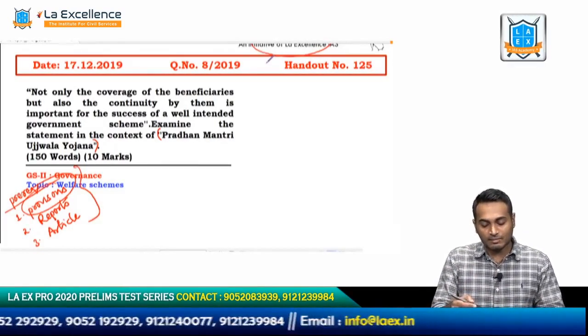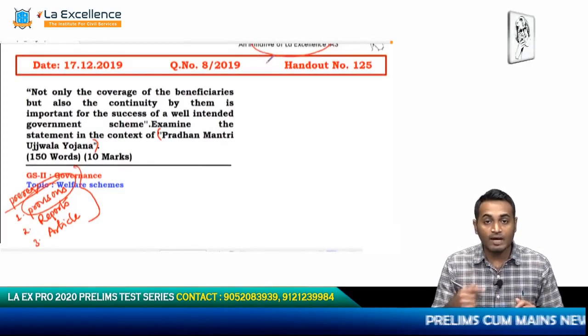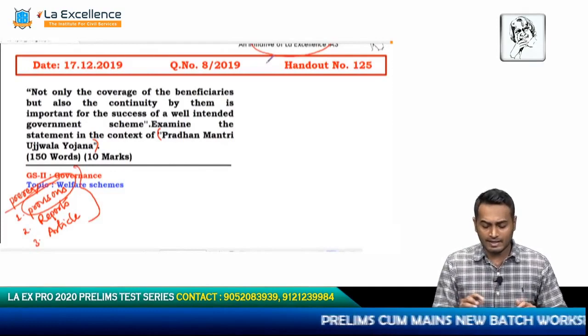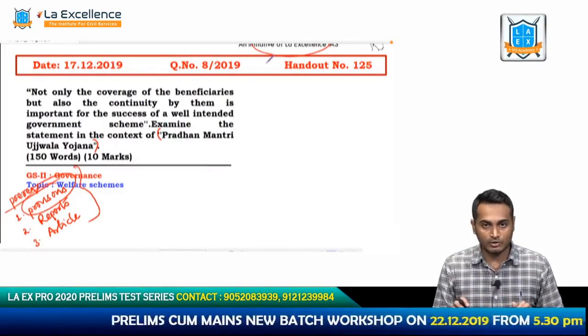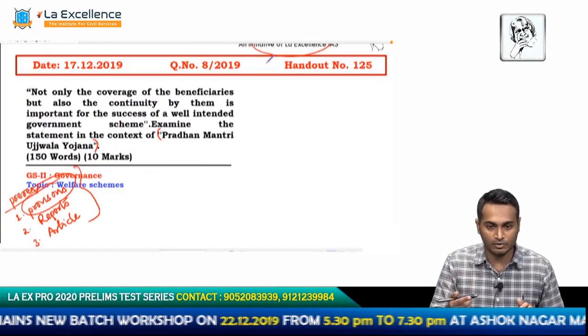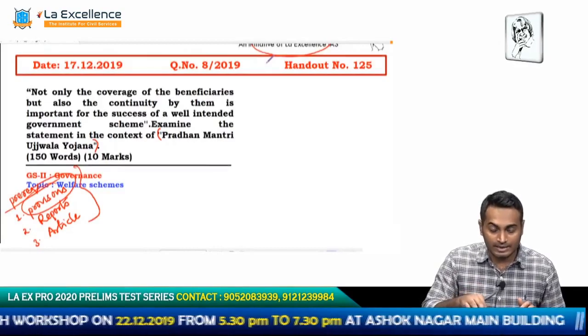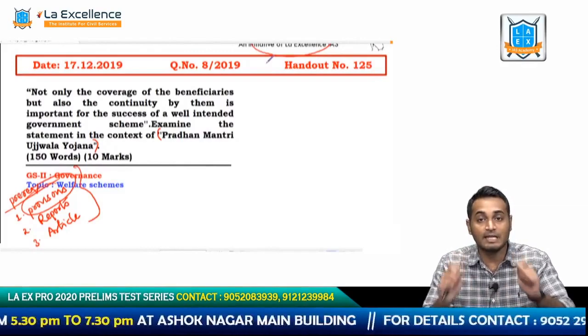So this particular question does not have that kind of clear segregation, and you have to do that segregation in your mind, and it is fairly simple. Look, the question is not just about Pradhan Mantri Ujjwala Yojana. Pradhan Mantri Ujjwala Yojana is just a case study that we have to use in order to substantiate the statement that has been given. The statement is about every scheme in general.